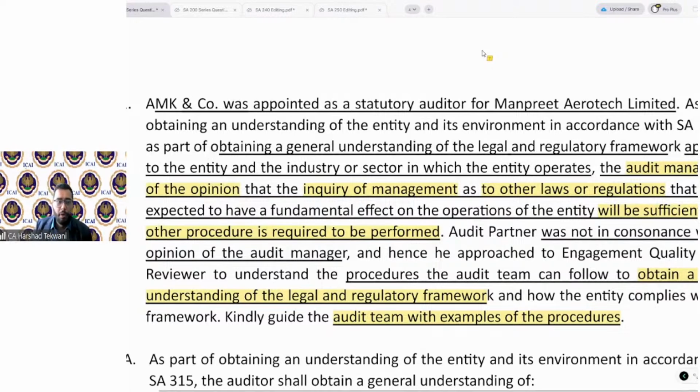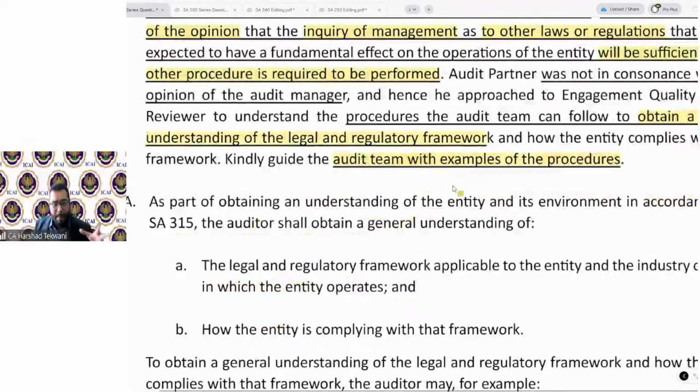Okay, good, Namrata. Let us see the answer. Now, as a part of SA 315, what is SA 250? SA 250 talks about considering the laws and regulations in an audit of financial statements. Now, SA 315 talks about understanding the entity, and when I want to understand the entity, I need to also understand the legal and regulatory framework applicable to an entity.